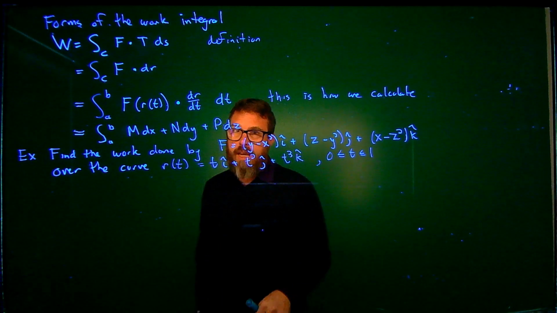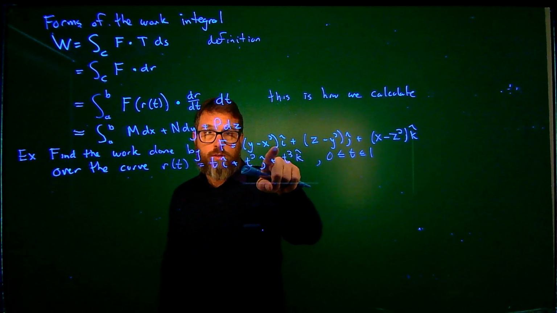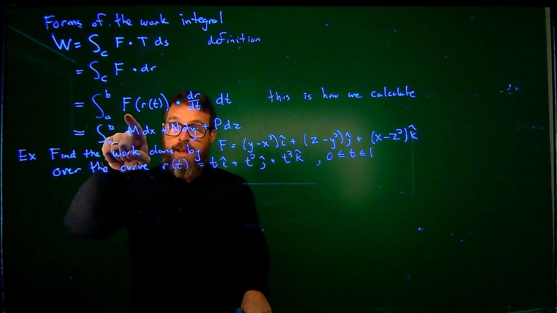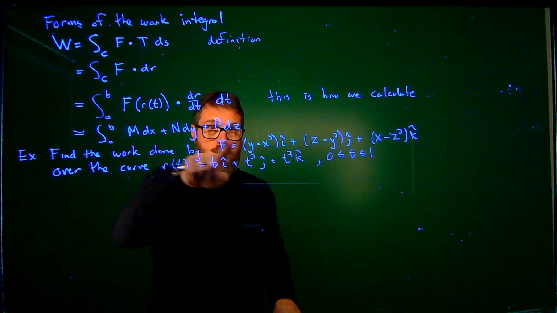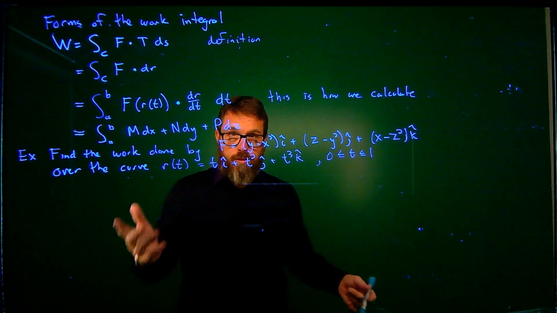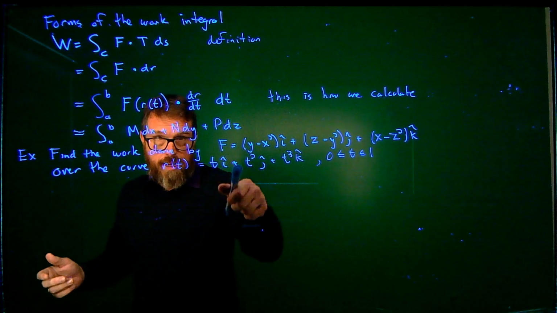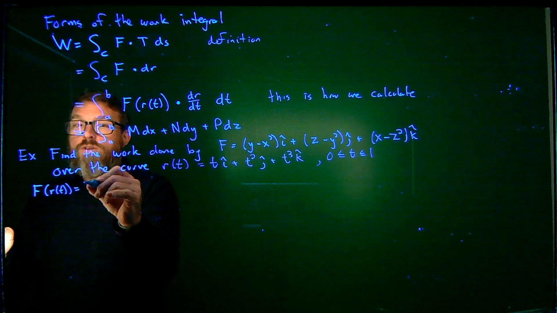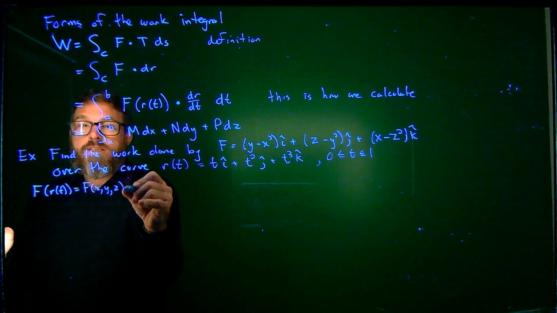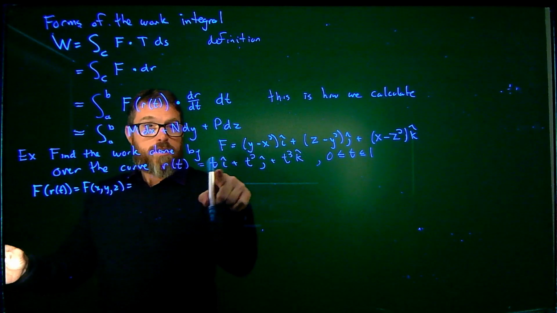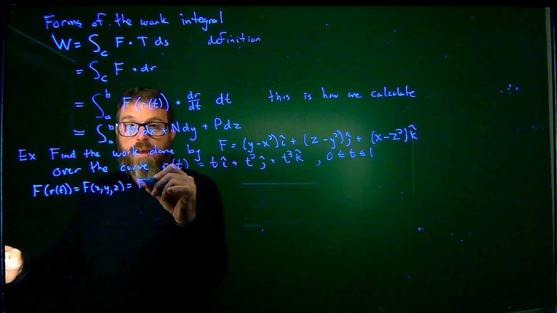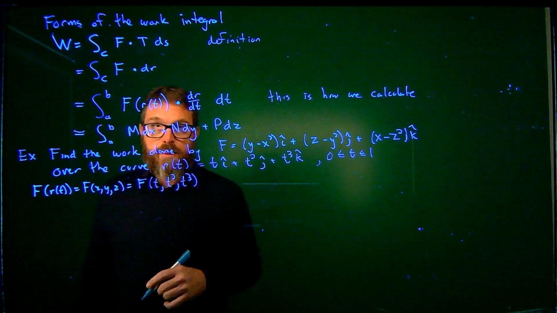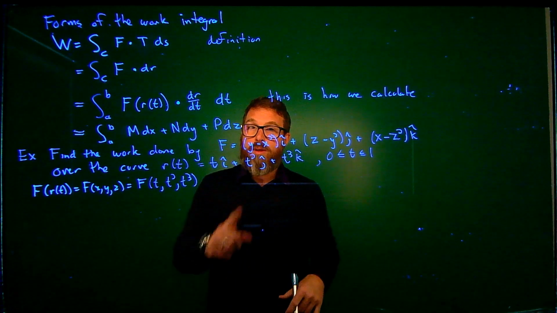Okay, so in our example, I want to find the work done by this force field over this particular curve. Now, in order to do that, I'm going to have to define the force function at the curve. So just like we did before with the line integral, we're going to have to evaluate this at the curve. So F evaluated at r of t, which is F of x, y, z, plug in, this is going to be your x, this is going to be your y, this is going to be z. So really this is that field evaluated at t, t squared, t cubed. So that's what we mean by the field evaluated at the curve.